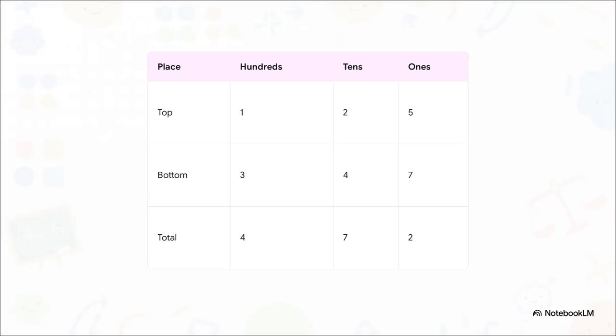Look at how we visually stack these larger numbers. We're just adding a hundreds column to our organized table structure. Easy. 125 sits perfectly on top of 347. The 5s and 7s hang out in the 1s, the 2s and 4s in the 10s, and the 1s and 3s in the hundreds. Organization is honestly the secret to math.